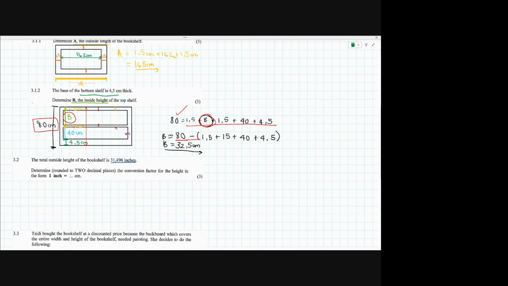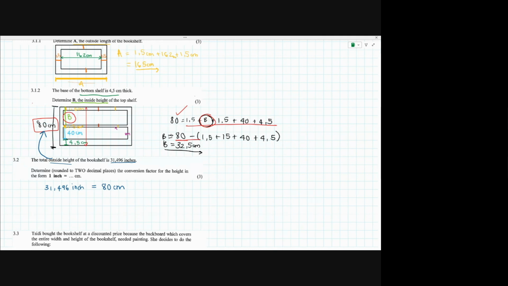Determine, rounded to 2 decimal places, the conversion factor for the height in the form 1 inch equals. Okay, we're not going to panic about this. What it's asking me to do is, I know I've got 31,496 inches, which is the outside height of my bookshelf. But I also know that the outside height of my bookshelf in centimeters is 80 centimeters. So what we need to bear in mind is that those two values are actually equal to each other. Yes, there are different units. One is inches and one is centimeters, but they represent the same measurement.